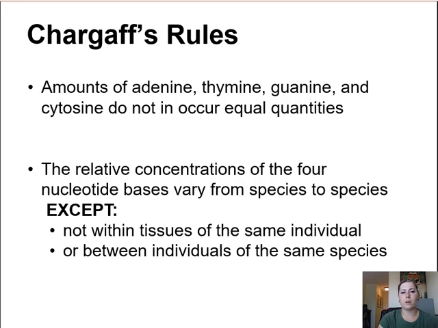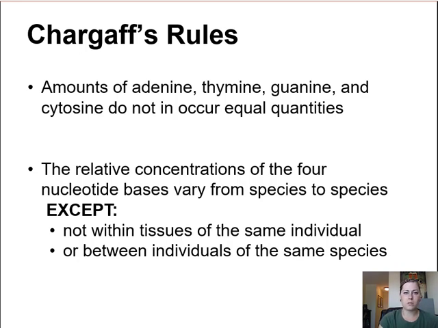Well, that's because we know now that adenine and thymine bond together and guanine and cytosine bond together, but they're not going to be present in equal quantities. So his next rule was that the relative concentrations of the 4 nucleotide bases will vary from species to species. Why is that? Because they have different genetic makeup. It's going to vary from species to species, or there wouldn't be a difference in species.